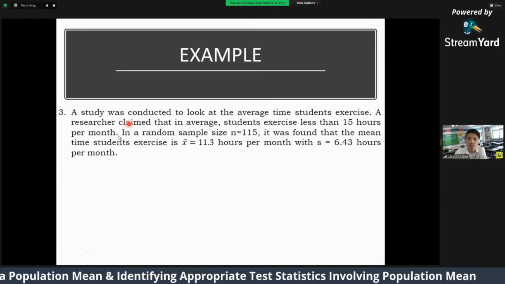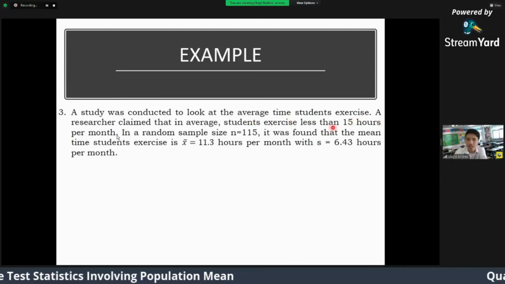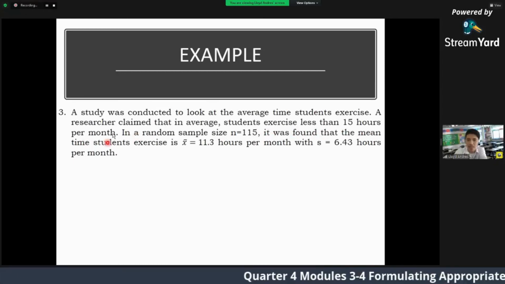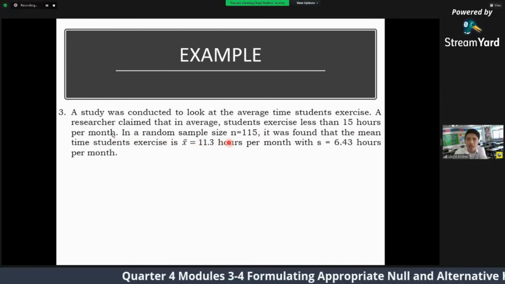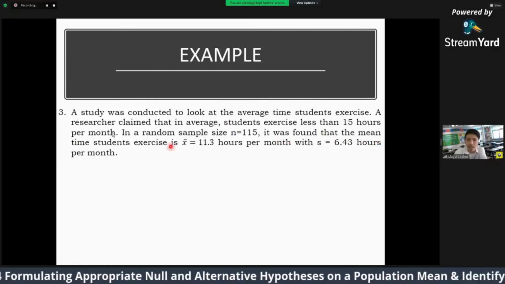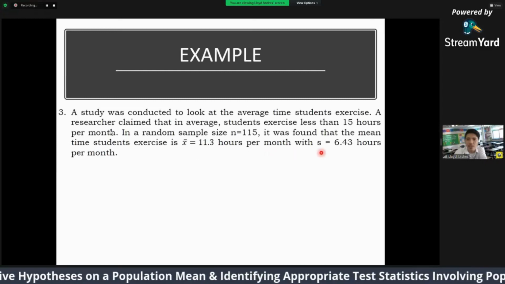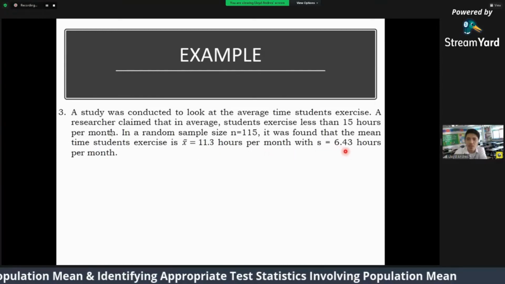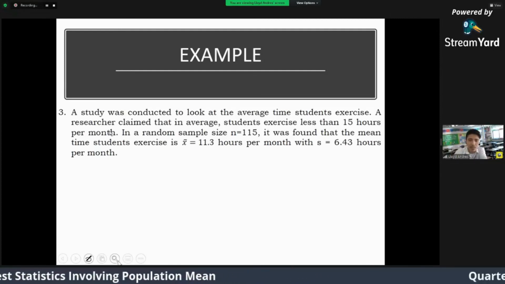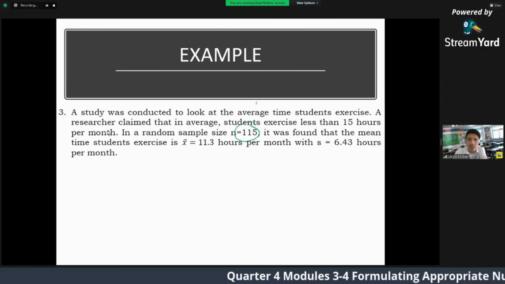A study was conducted to look at the average time students exercise. A researcher claimed that in average, students exercise less than 15 hours per month in a random sample size n, which is equivalent to 115. It was found that the mean time students exercise is 11.3 hours per month with standard deviation 6.43 hours per month. So let's identify. So based sa itong sitwasyon, ang sample size nato is 115. So n nato is greater than 30.